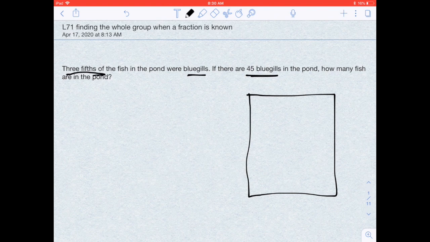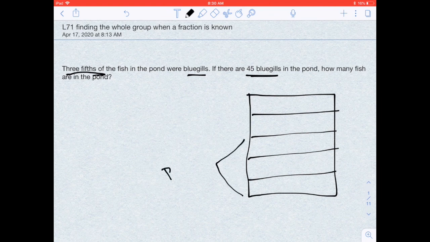Okay, so it says 3/5. So I know I'm going to divide my box into fifths. Okay, and it says 3/5 of the pond were bluegills. So I know this part is bluegill, which are a kind of fish. And it says there's 45 bluegills in the pond. Now, normally we would write the other number up here, right? Our total, but we're not going to do that because that's not telling us the number of fish in the pond. It's telling us the number of bluegill. So we're going to put 45 here.